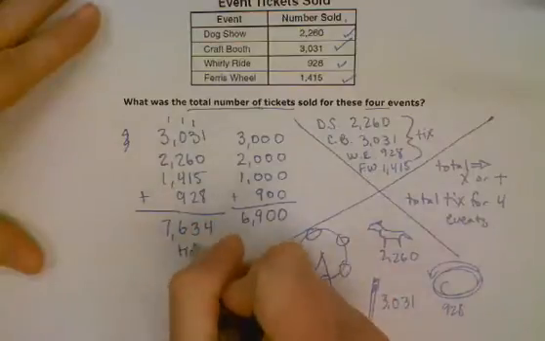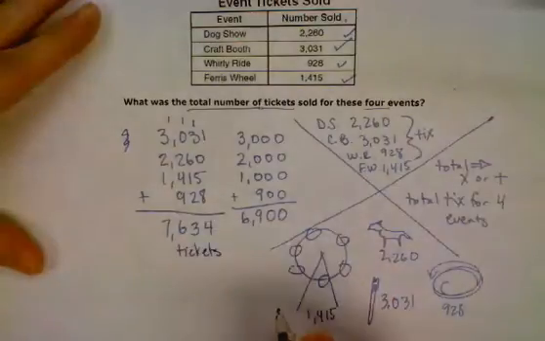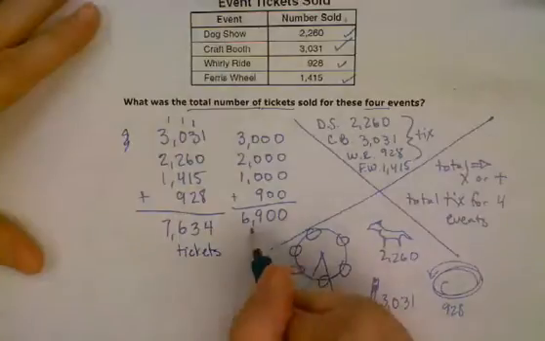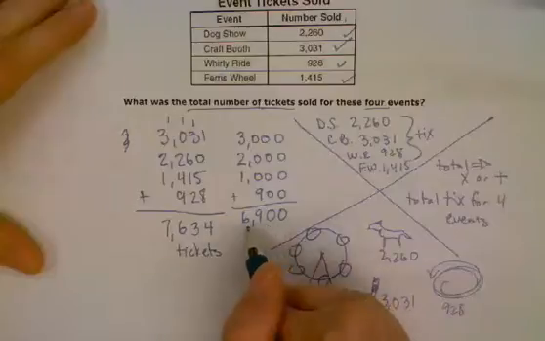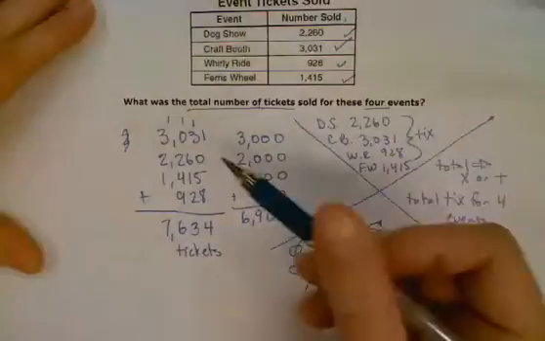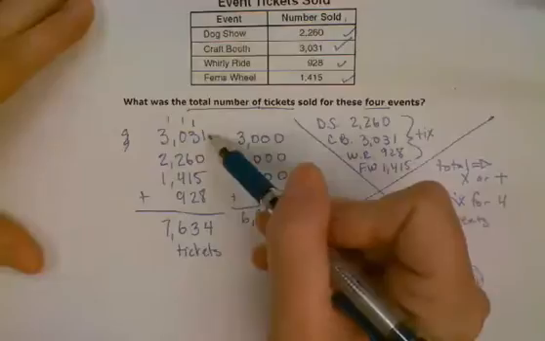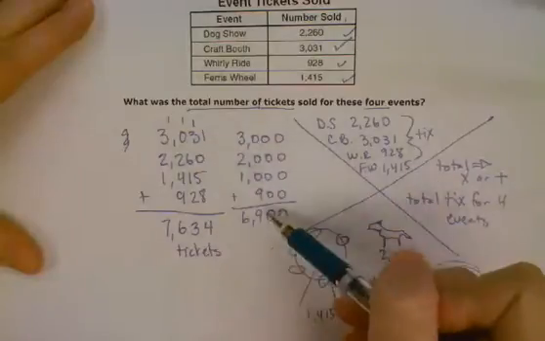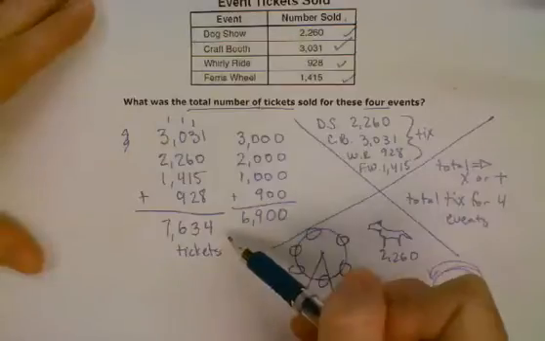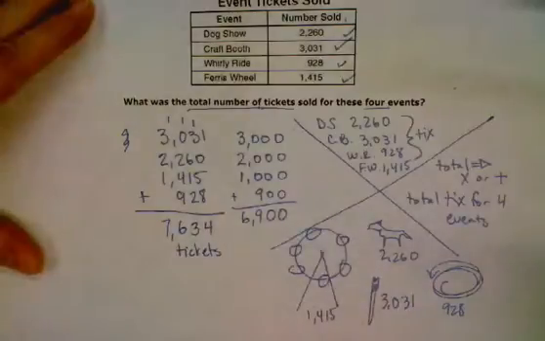7,634 tickets were sold to all of the events, which is not that far off from 6,900 tickets. 6,900 is almost 7,000. I rounded these to a lower number. I didn't push them up, so my estimate's a little less than my actual answer.